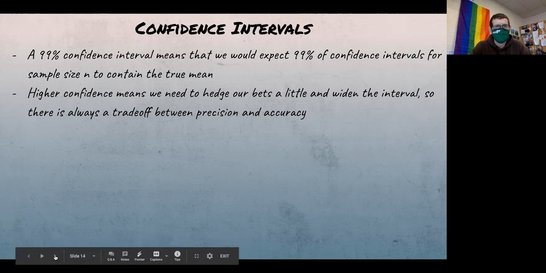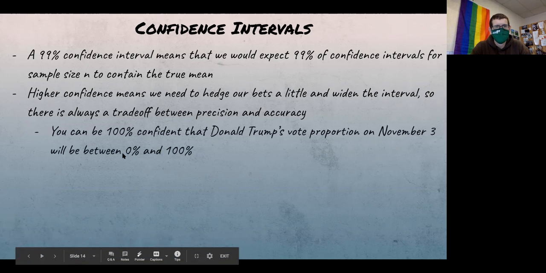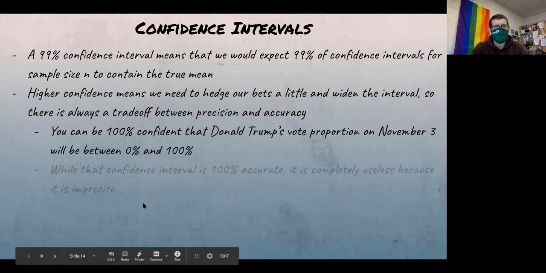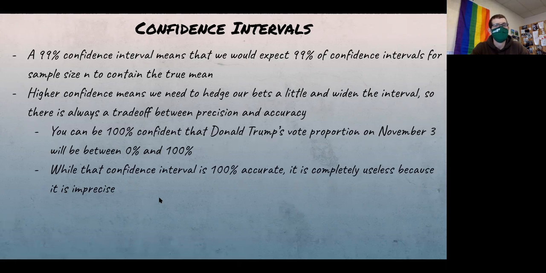So the trade-off is that we can be 100% confident that Donald Trump's vote proportion on November 3rd is going to be between 0 and 100%. I am 100% confident that's going to be true. In the next election, I'm 100% confident that one of the candidates is going to get between 0 and 100%. But it is accurate to the point of uselessness. I'm not wrong, but it doesn't help us in any way, right?